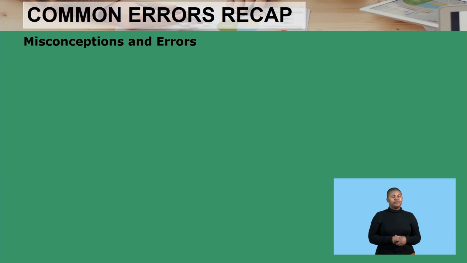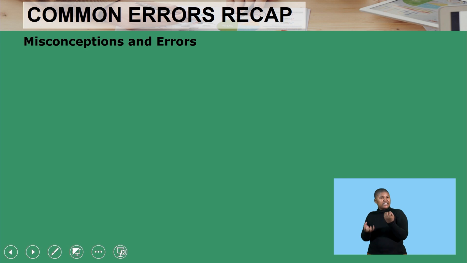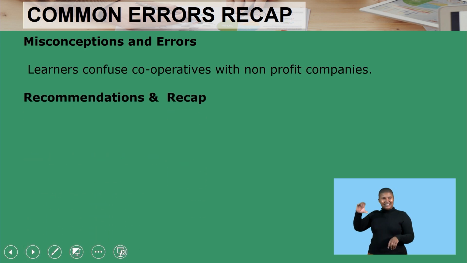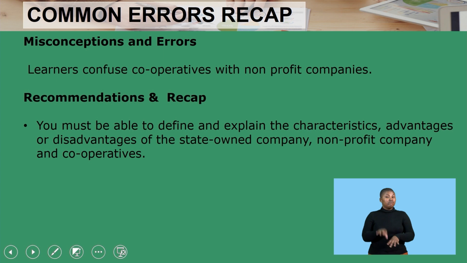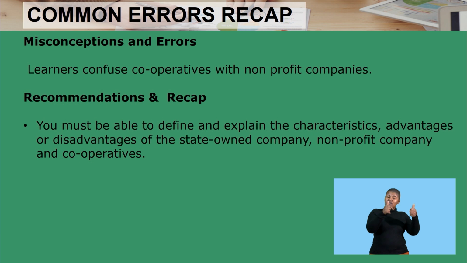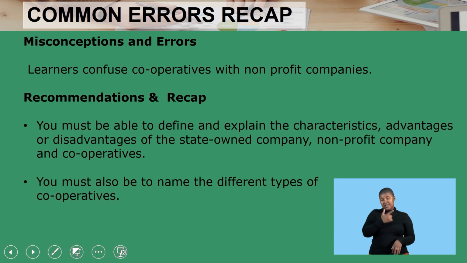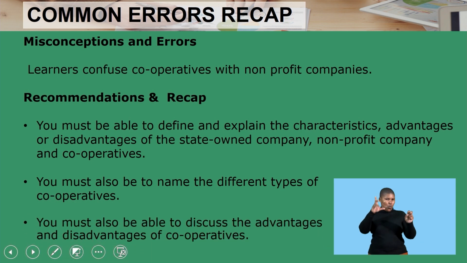Okay, now let's look at our common errors recap. Here are the misconceptions and errors. Learners confuse cooperatives with non-profit companies. Recommendations and recap. You must be able to define and explain the characteristics, advantages, or disadvantages of the state-owned company, non-profit company, and cooperatives. You must also be able to name the different types of cooperatives. You must also be able to discuss the advantages and disadvantages of cooperatives.